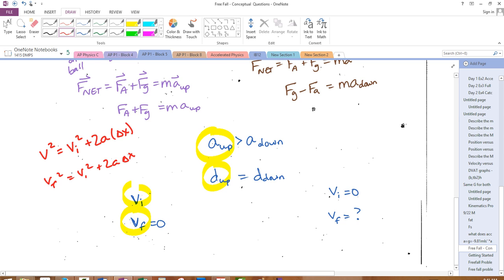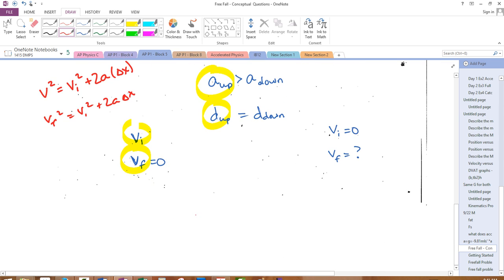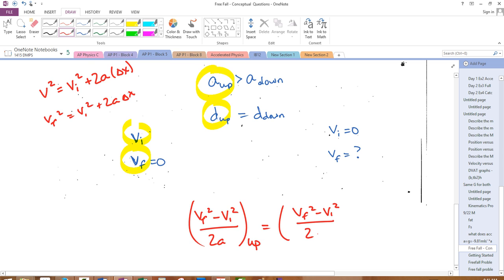So let's say Vf squared minus Vi squared over 2a in the up direction has to equal Vf squared minus Vi squared over 2a in the downward direction. Is that okay with everybody what I just said there? Yeah, because these are both the distances.